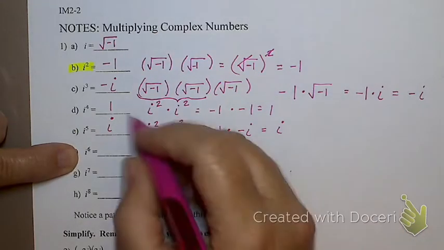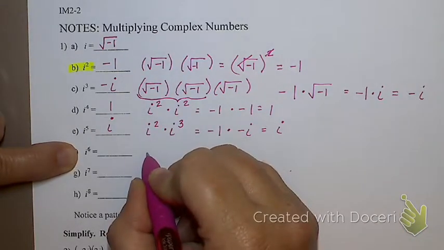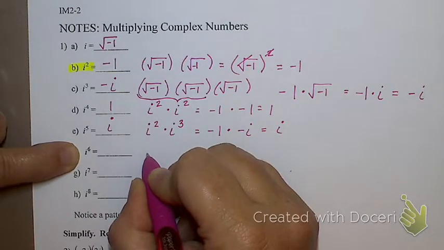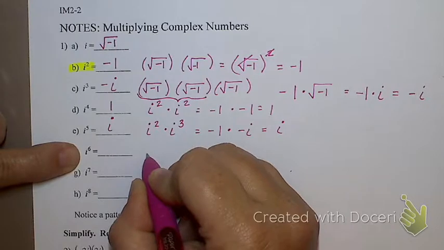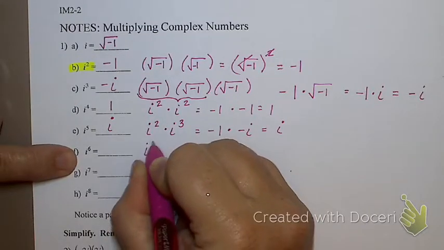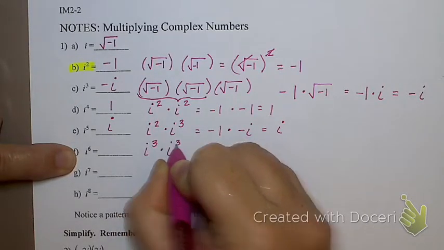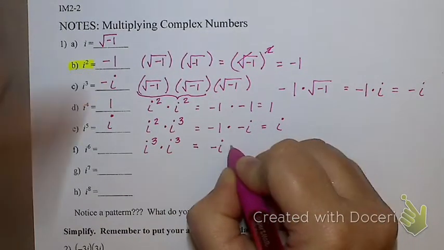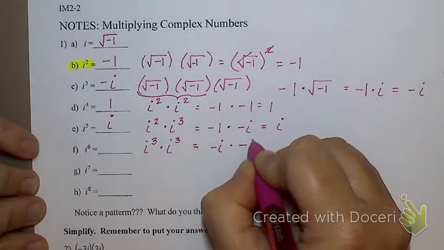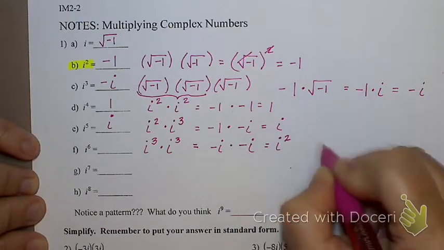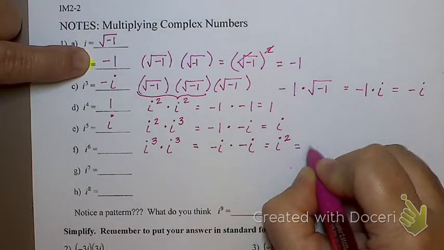Let's do i to the 6th. Do I want to do i to the 3rd times i to the 3rd, or do I want to do i to the 4th times i to the 2nd? It doesn't really matter. So let's see. i to the 3rd times i to the 3rd. What is i to the 3rd? Isn't it -i? So what's -i times -i? Positive i squared. And what is i squared? -1.